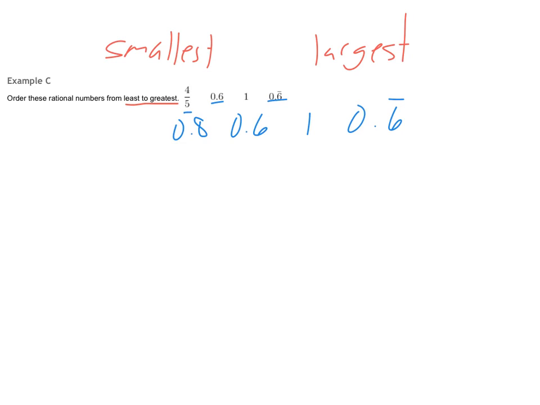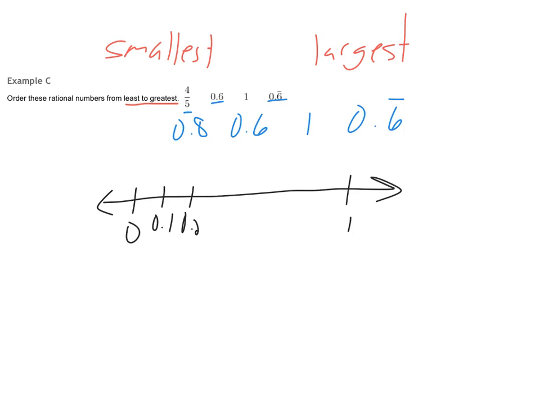Okay, so if we draw our number line here, now you'll notice we've got 1 and then decimals with 0 at the beginning. So if I start with 0 here and go to 1, I can do 0.1, 0.2, 0.3, 0.4, 0.5, 0.6, 0.7, 0.8, and 0.9.